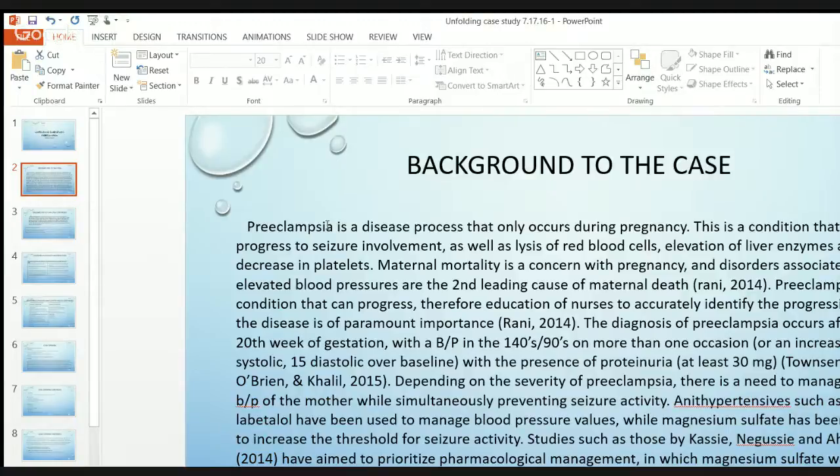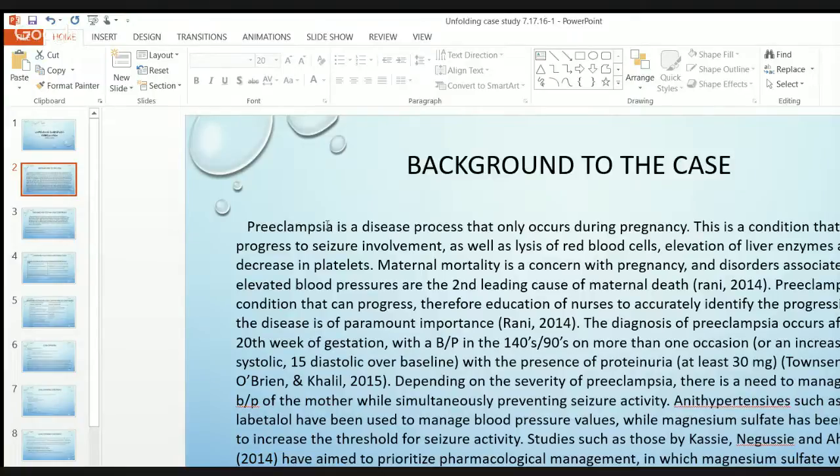So for example, if you have a woman whose baseline blood pressure was 90 over 40, her blood pressure could then go up to, say, 130s over 80s. That typically wouldn't be indicative of high blood pressure, but in this case it would be. So very different in pregnancy. When we look at preeclampsia, there are also varying degrees of severity. Depending on the severity, there's a need to manage not only the blood pressure of the mother, but also to prevent possible seizure activity. So we're going to look at that balance.